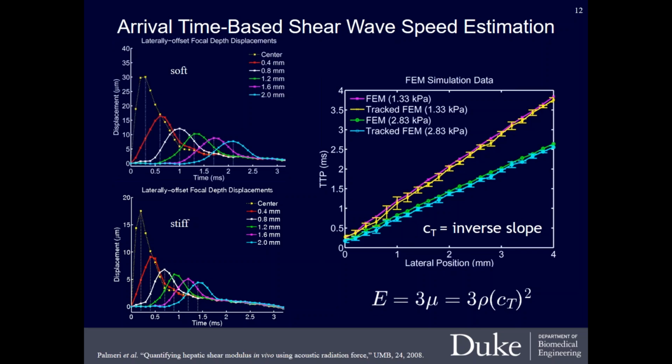If we look at a stiffer medium, shown in the bottom left plot there, you can see that for the same spatially offset locations, you see faster arrival times for each position. And if we make a plot, for example, of arrival time or time to peak, which is what TTP stands for, as a function of the lateral position, we can see in these elastic materials that we get a linear slope, and the shear wave speed is simply the inverse slope of the arrival time versus the lateral position.